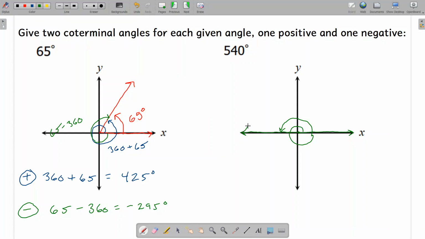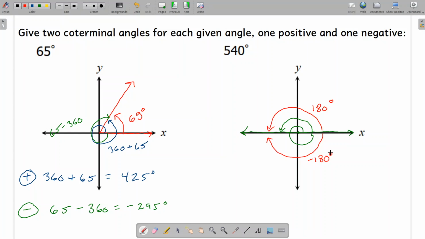So looking at this, one way to write this would really just be to say, hey, that's really just 180 degrees. Or if we went clockwise, it's really negative 180 degrees. So this time, just adding 360 and subtracting 360 doesn't really give us what we want. Because if I subtract 360 from 540, I get positive 180.